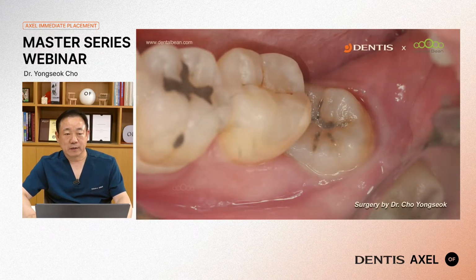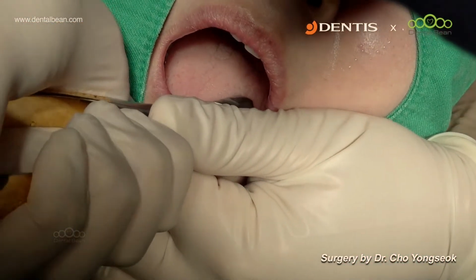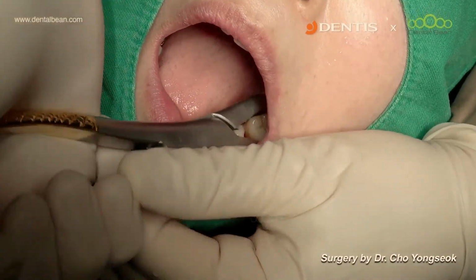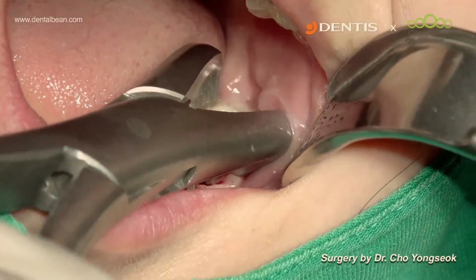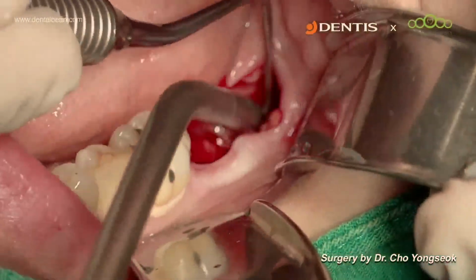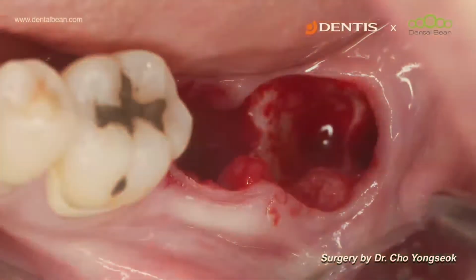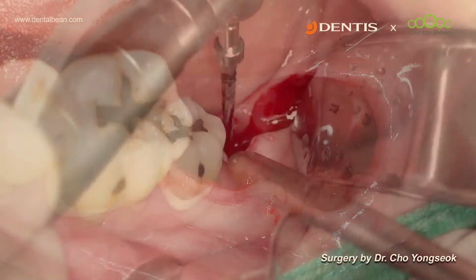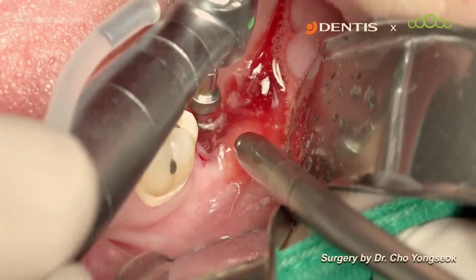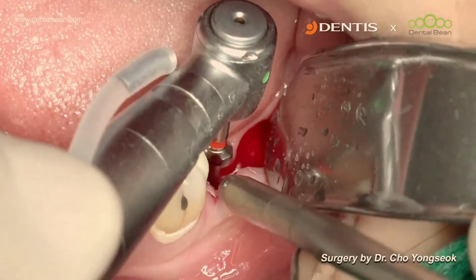Extracting number 7 first. Simply extracted. Then extracting the third molar is also very easy. I pursue clean surgery, so keep the surgical field well using adequate retractors. And there is no need to elevate the flap in such cases.